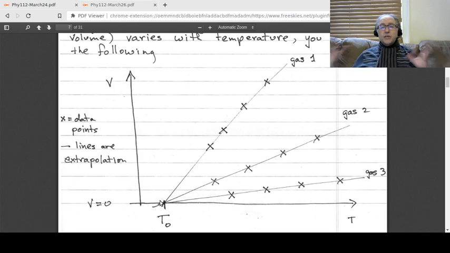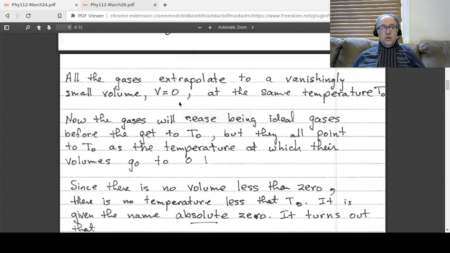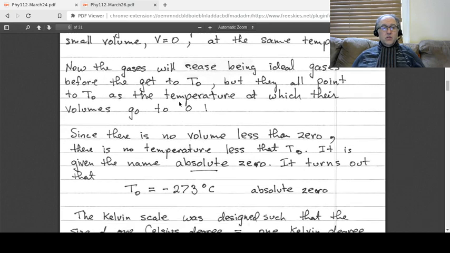And no matter how you do this with these ideal gases, and you just measure their volumes versus temperature, and you extrapolate to 0 volume, you get to a temperature. Okay, one temperature. They all extrapolate to the same temperature. And you might ask yourself, what is this temperature at which all ideal gases have vanishingly small volume? And the answer is absolute 0. Okay, absolute 0.